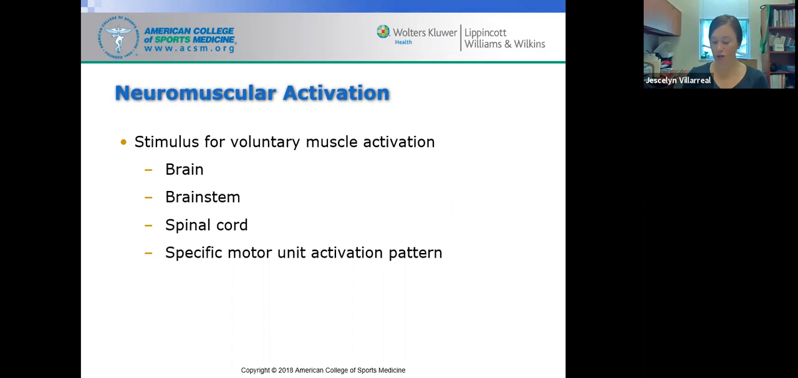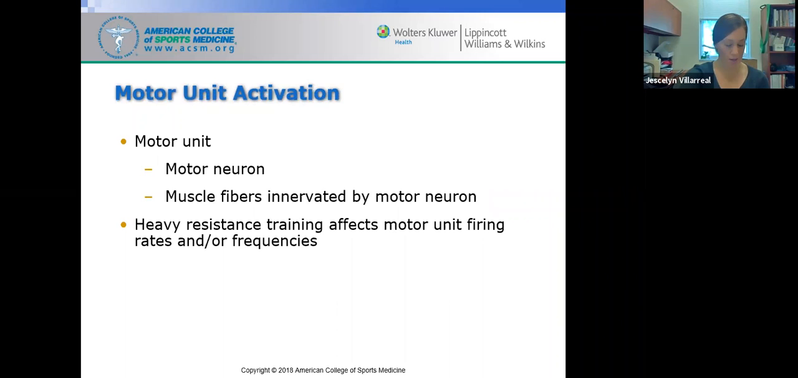Lastly, we get into the neuromuscular system. This is the stimulus for voluntary muscle action using the brain stem, spinal cord, and specific motor unit activation pattern. Okay, page 152, a motor unit consists of motor neurons and muscle fibers that they innervate. Heavy resistance training affects motor unit firing, which is important.